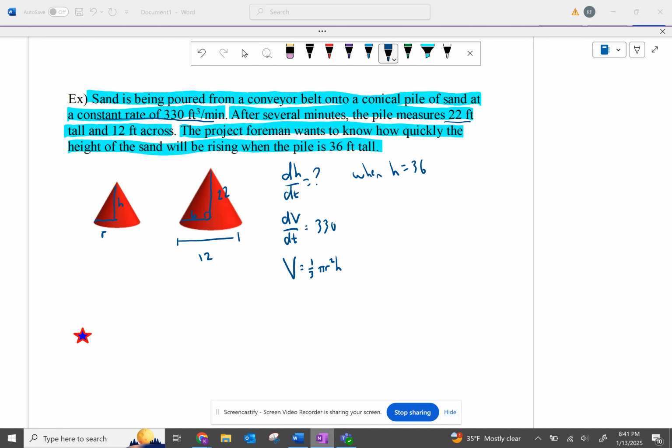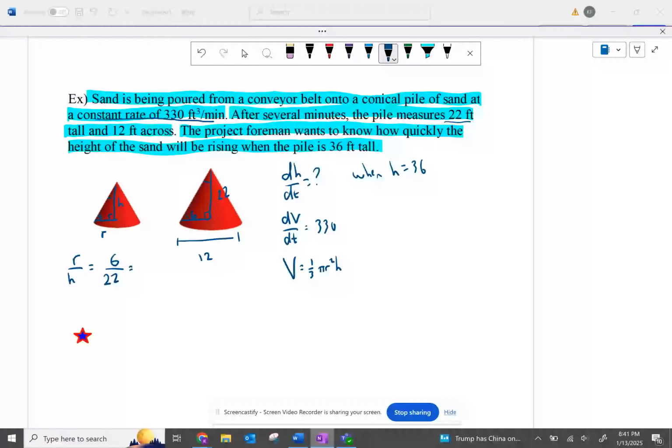So you have to recognize that regardless of what moment in time you're looking at the radius and the height, it's always going to have the same ratio. So the radius to height ratio is always going to be the 6:22 ratio. These two triangles are similar triangles. They both have 90-degree angles. In fact, all their angles are going to be congruent. So the ratio between the radius and the height has got to be 6:22.